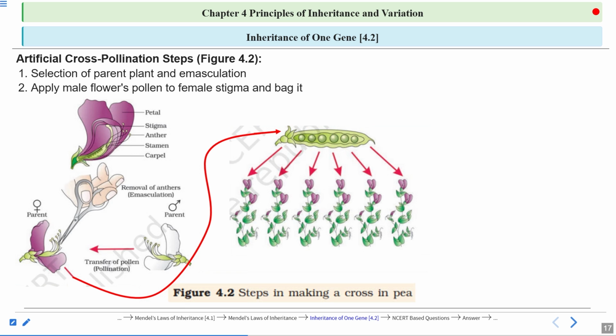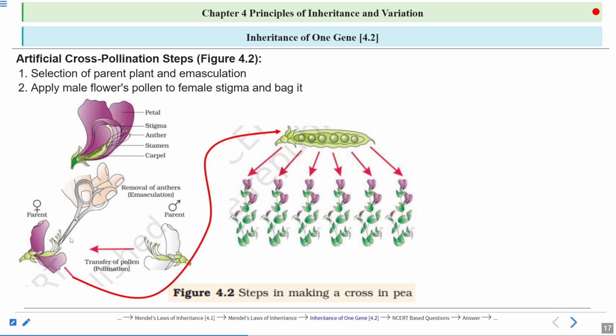So here are the steps in making a cross. This is the pea plant here. This is the flower of the pea plant. You can see this flower consists of stamens as well as the stigma, which is part of the carpel. The carpel consists of ovary, style and stigma. So this is a bisexual flower. Both the reproductive organs are present here. What Mendel did, he removed the anthers. And this is known as emasculation. Emasculation was done to prevent self-pollination.